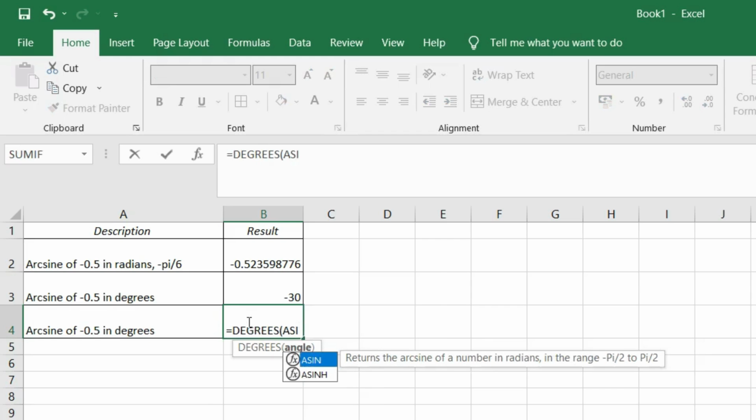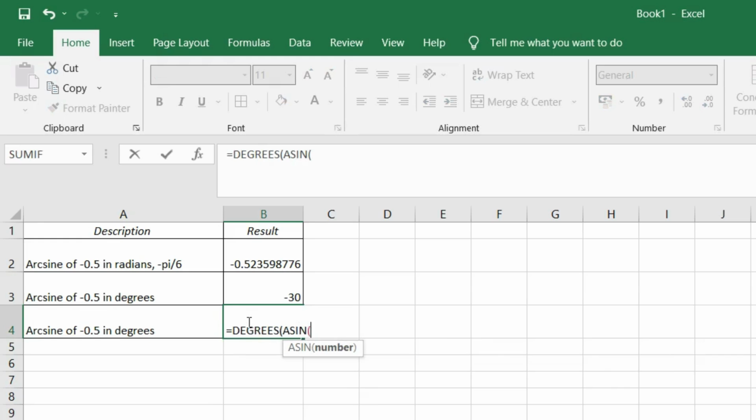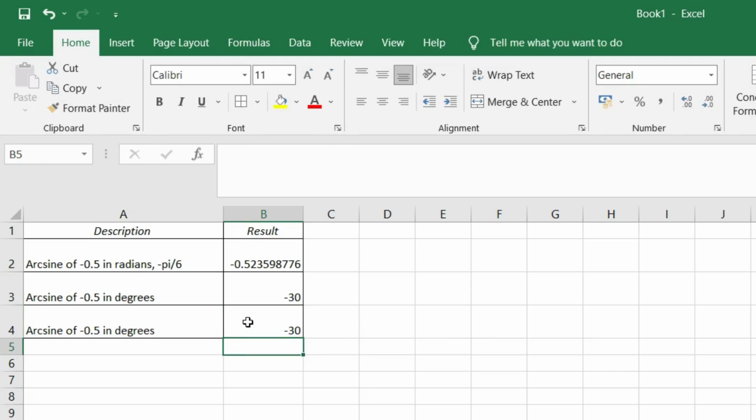The sine of the angle you want must be from -1 to 1. To express the arcsine in degrees, multiplying the result by 180/pi or the DEGREES function can be used.